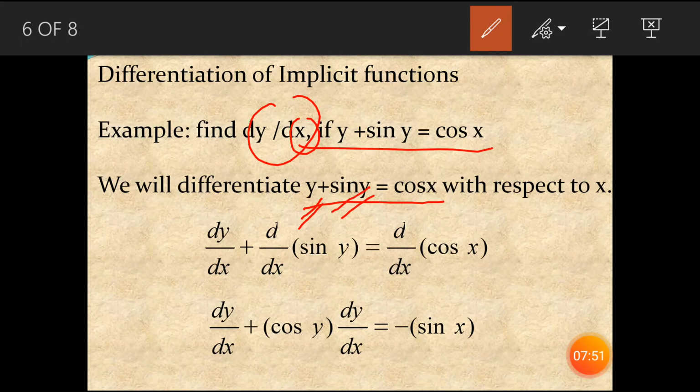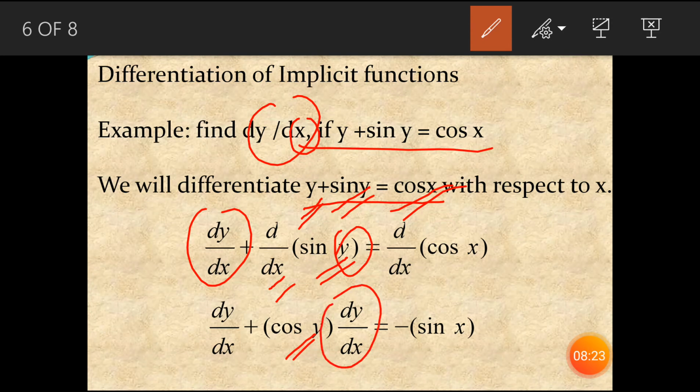This is d over dx of sin y. This is d over dx of cos x. This is easily written as dy over dx. Now sin y, because this is sin y and we are differentiating with respect to x, here we have to use the chain rule. It means first of all you differentiate sin y without thinking whether y is written or x is written, simply. So this will become cos y, because y is not the original variable, so we are going to differentiate it again. So this will become dy over dx. Now d over dx of cos x is minus sin x. So this is how we got this.